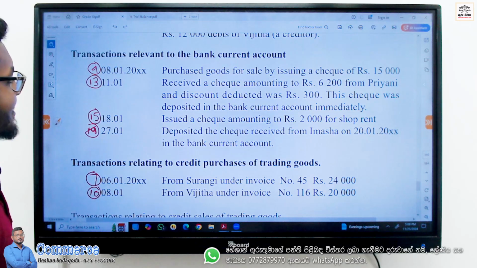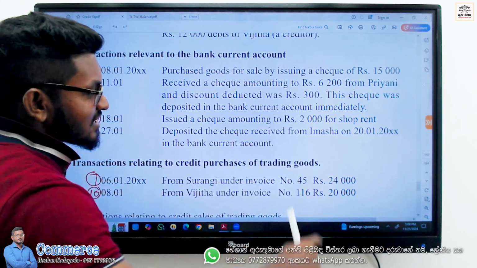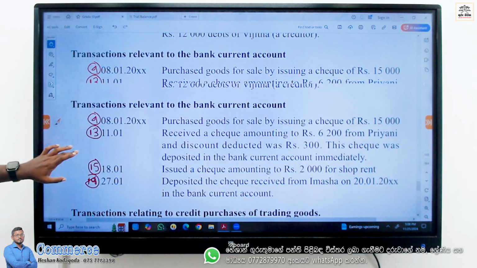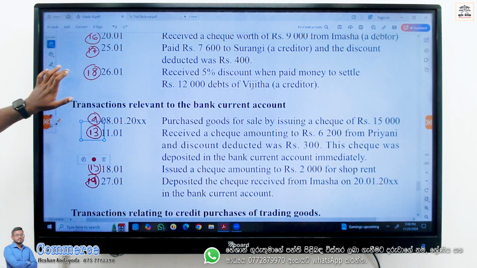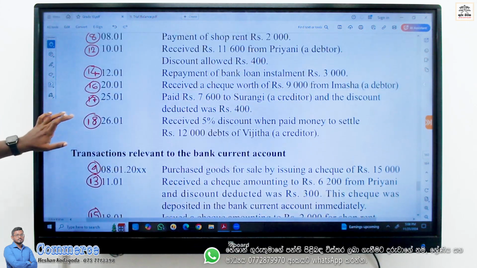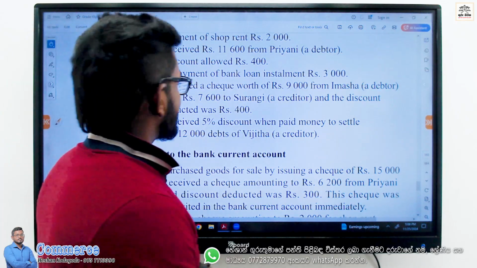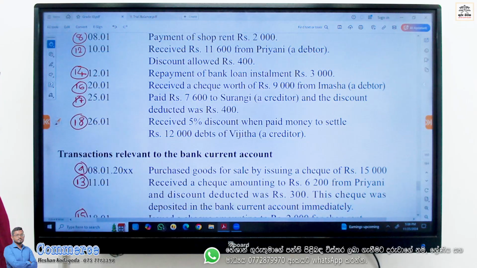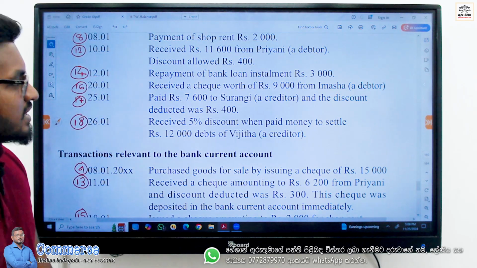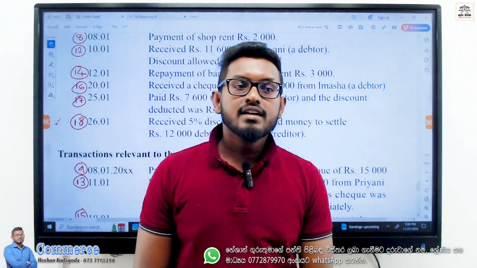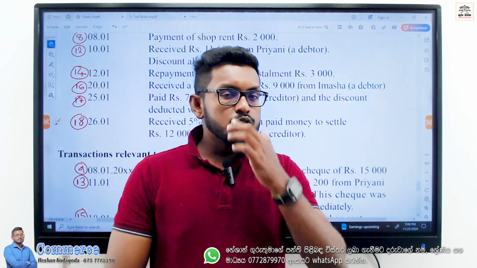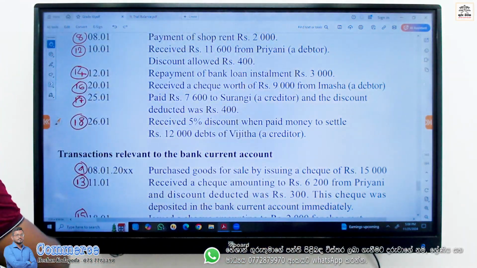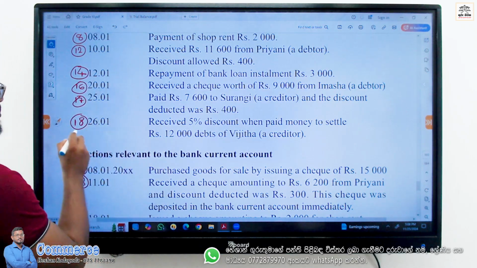Right. Okay, next one. Issued a check of 2,000 for shop rent, 15 done. Where is the 16? This one. Receive a check, rupees 19,000 from Imasha, a debtor. There is no information about the depositing part. Until we deposit it, we record it in the cash book. So cash book debit, debtor Imasha account credit.